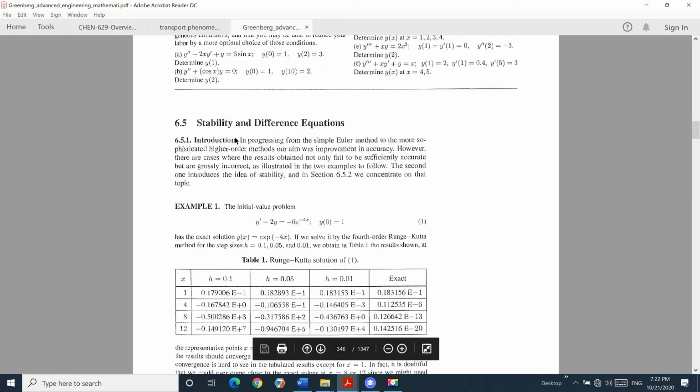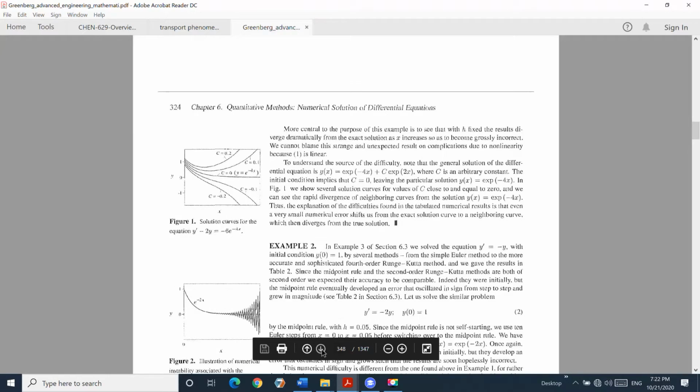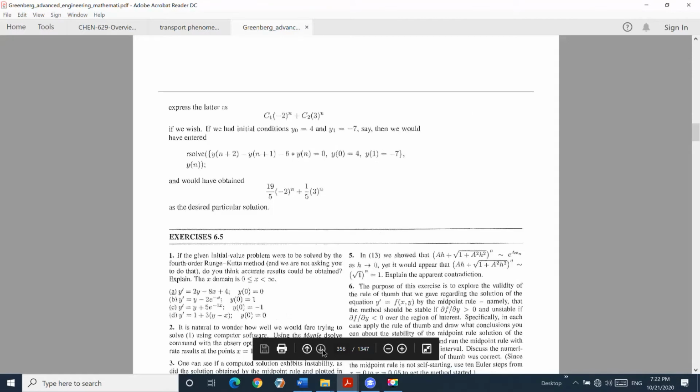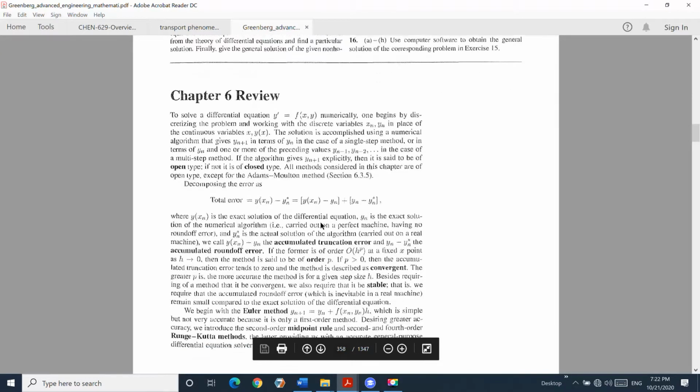And the topic of the stability of differential equations is covered in here. There are very important concepts inside this section. You can go and read and review here.